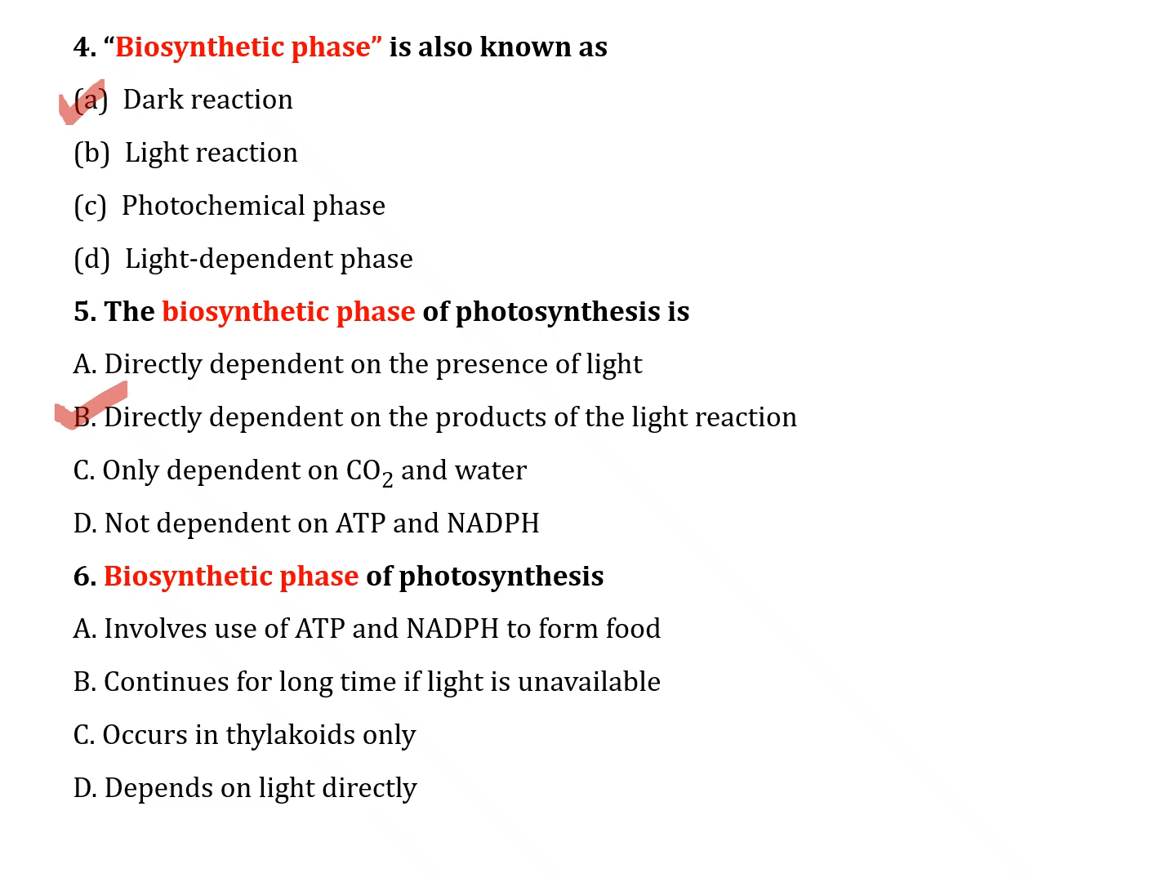The next question number 6. Biosynthetic phase of photosynthesis. Option A involves use of ATP and NADPH to form food. Option B continues for a long time if light is unavailable. Option C occurs in thylakoid only. Option D depends on light directly. The correct answer is option A involves use of ATP and NADPH to form food.